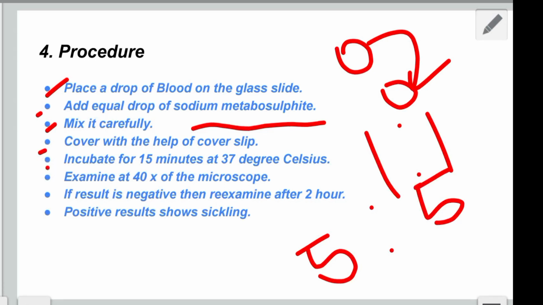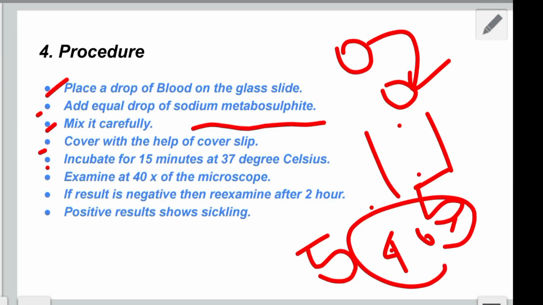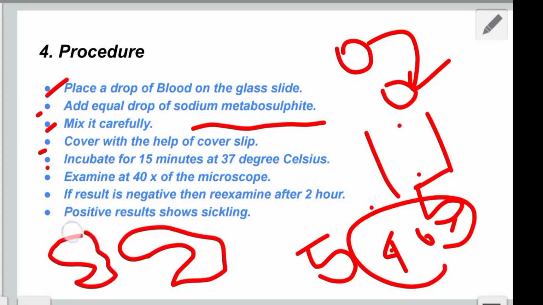Then you will have to incubate it at 37 degrees Celsius for 15 minutes. So first add an equal amount of sodium metabisulfite and blood, then cover it with a cover slip, then incubate at 37 degrees Celsius for 15 minutes. After that, examine it at 40x on the microscope. If it is a positive test, you will be able to see sickle cell RBCs. You will watch the RBCs on the microscope and this shape of RBC will be shown.